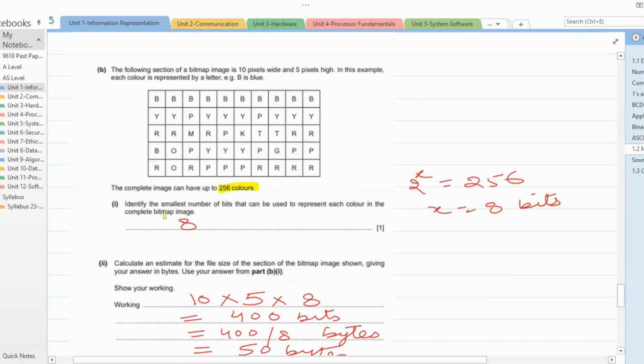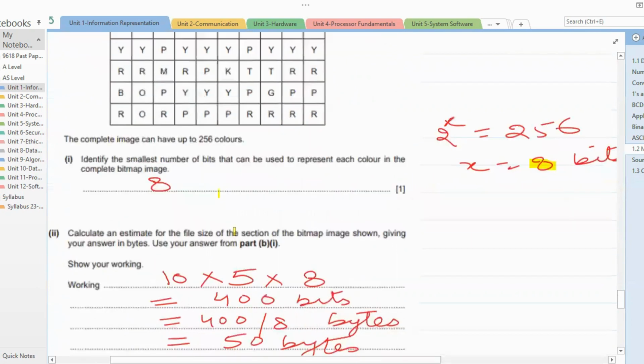So identify the smallest number of bits that can be used to represent each color in the image. They have asked you only to identify the number of bits. So we have identified it by calculating here. So 8 is the answer.